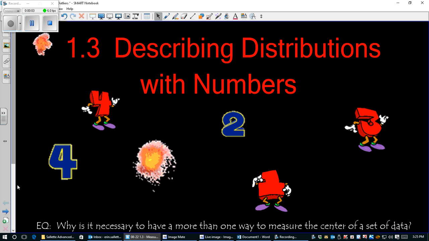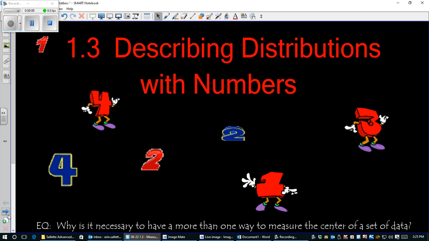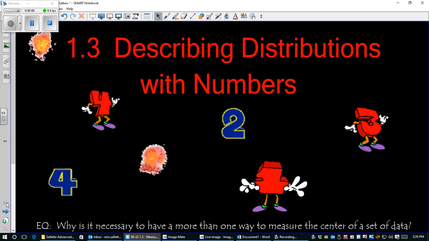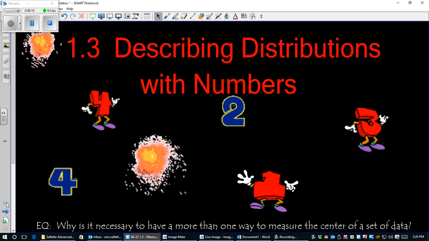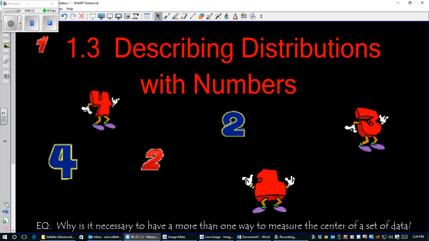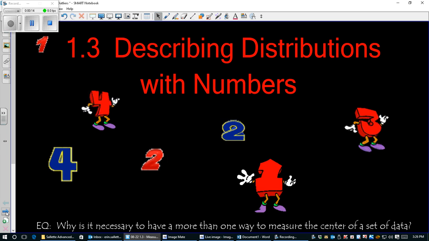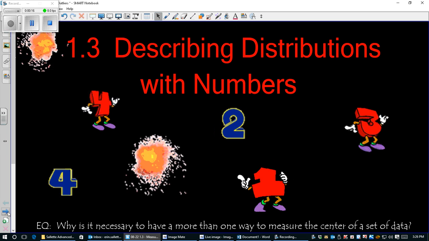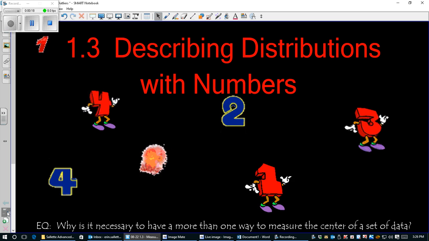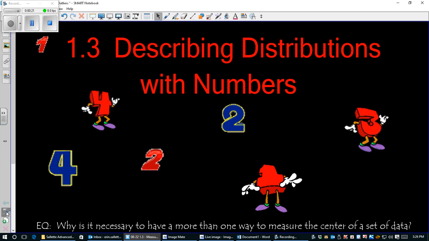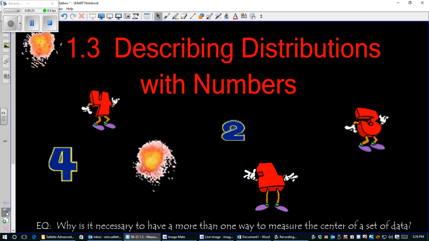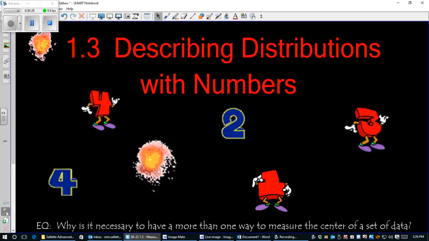Okay, here we are. We are talking about describing distributions with numbers. This is section 1.3, our first section after our quiz. And the essential question for today is, why is it necessary to have more than one way to measure the center of a set of data? We have a few, and there are some circumstances in which one is better than another. You have to make that determination.